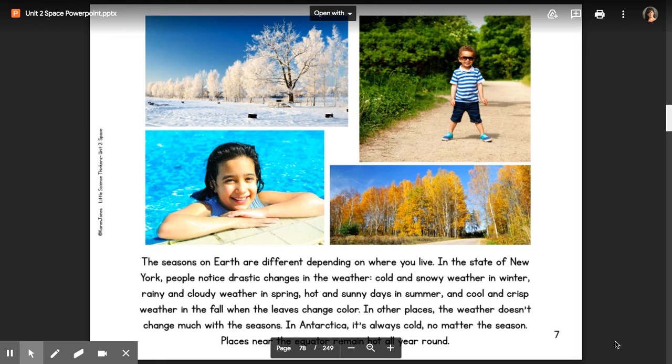In Antarctica, it's always cold no matter the season. Places near the equator remain hot all year round.